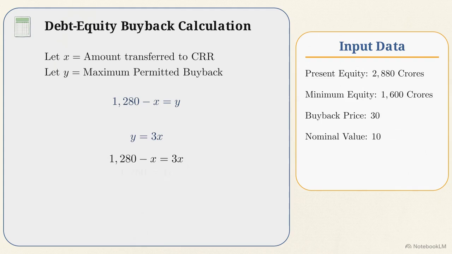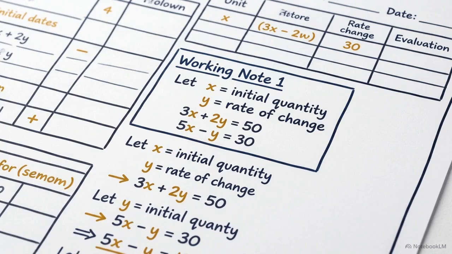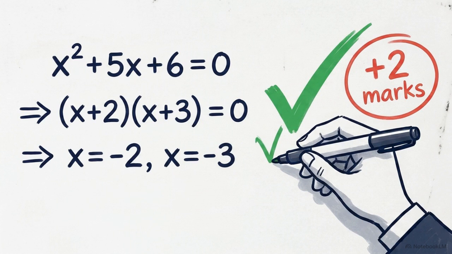Solving for X gives 320, which results in a maximum buyback Y of 960. By isolating the equations this way, you provide a clear audit trail. This structure helps the examiner verify your logic and award step marks, even if the final calculation contains an arithmetic error.